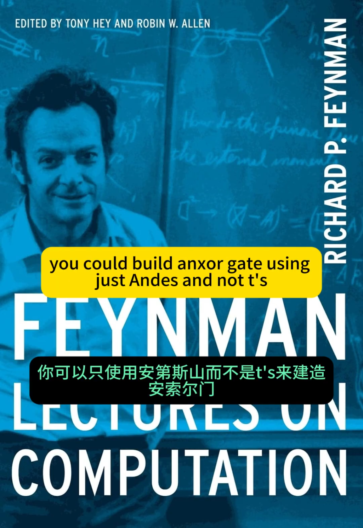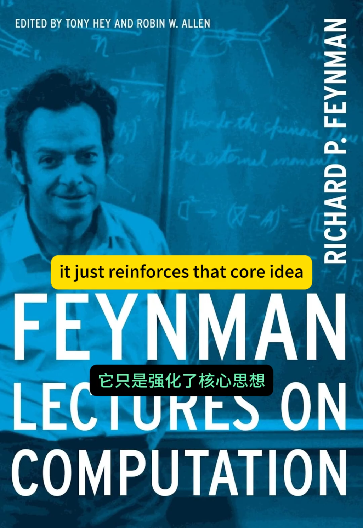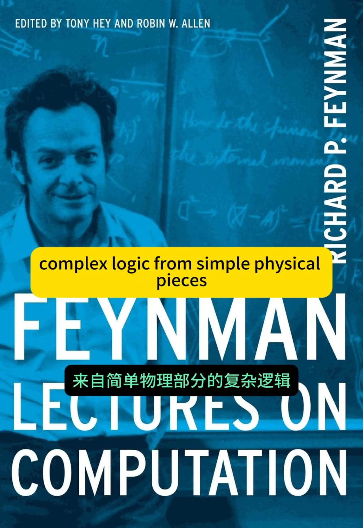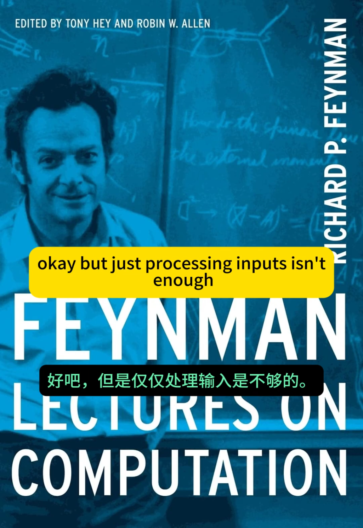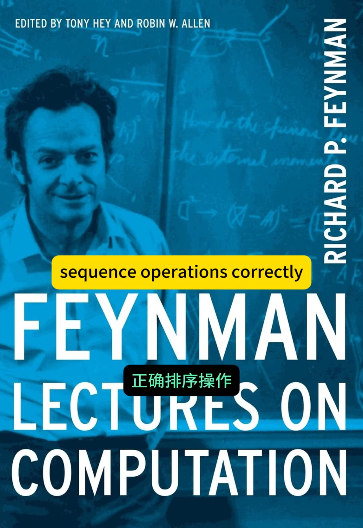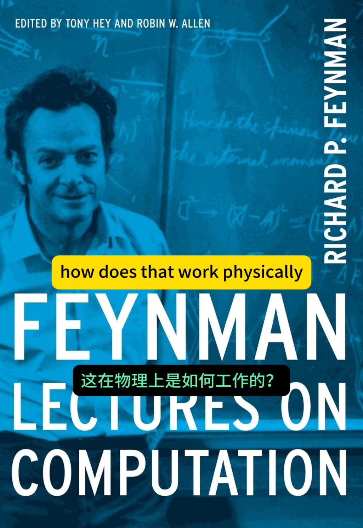You could build an XOR gate using just ANDs and NOTs. It just reinforces that core idea: complex logic from simple physical pieces. Okay, but just processing inputs isn't enough. Computers need to remember things and sequence operations correctly. How does that work physically?